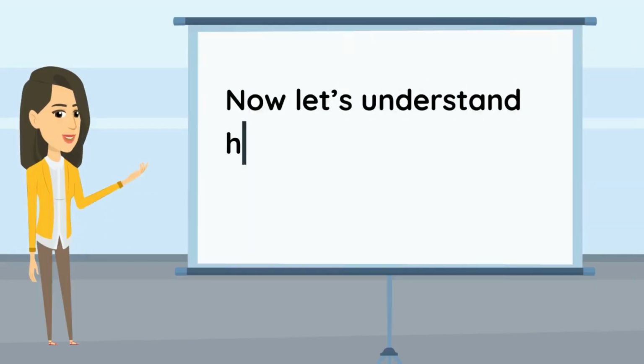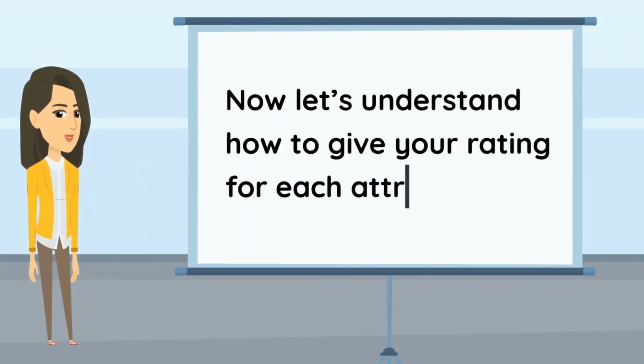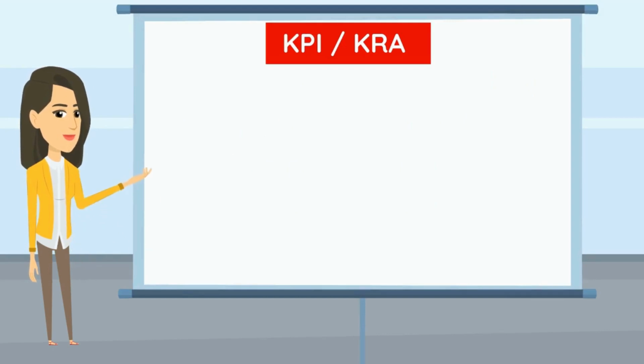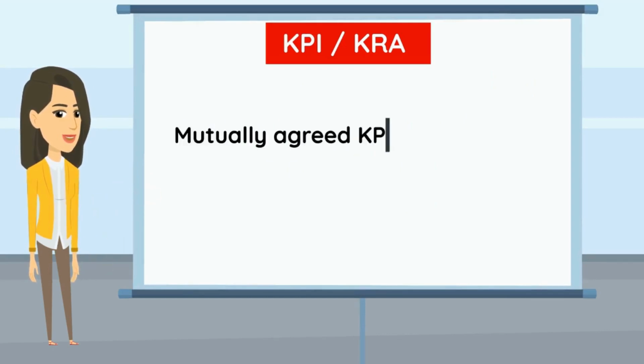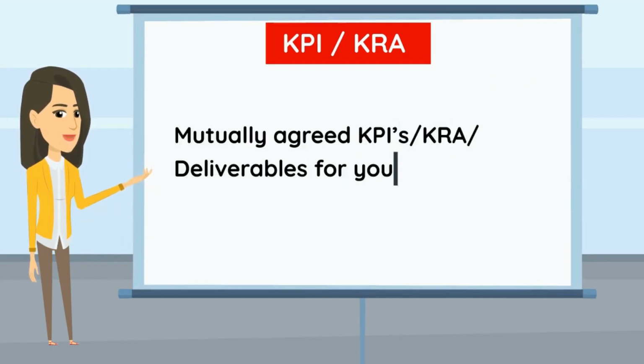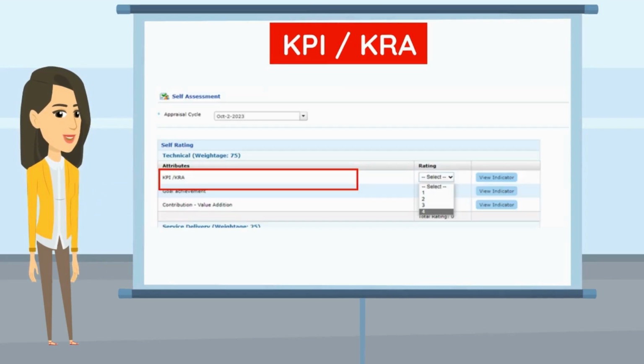Now let's understand how to give your rating for each attribute. KPI KRA: mutually agreed KPIs and KRA deliverables for your site or project. Every quarter your Softinger RM sets your KRAs and goals for the quarter through the PDP module on HRMS. Then the assessment after every quarter is conducted and submitted on the portal. Likewise, the PDP cycle is to be completed by every Softinger RM and their respective employees.